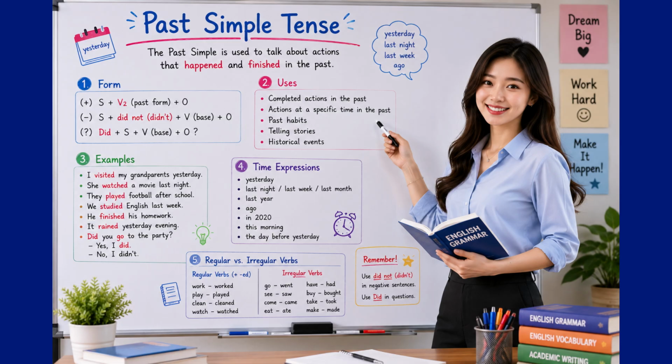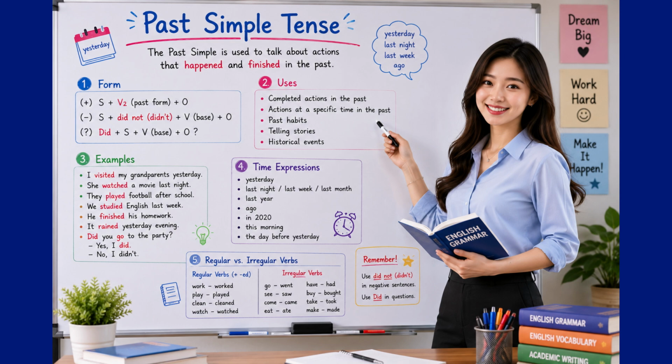Uses of the past simple tense. The past simple tense has several important uses. 1. Completed actions in the past. We use it for actions that started and finished in the past. Examples: I finished my homework yesterday. She cleaned her room this morning. They visited Thailand last year.